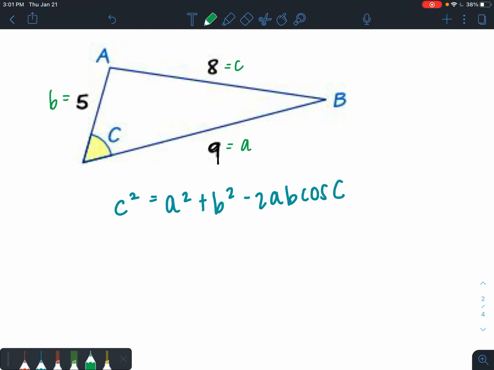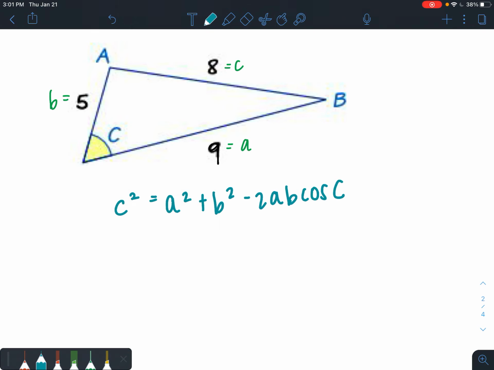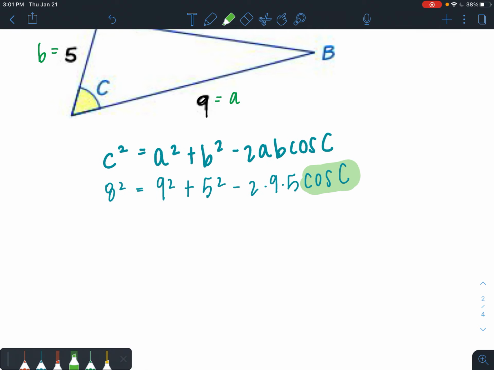So I have 8 squared equals a, which is 9, squared plus 5 squared minus 2 times 9 times 5 times cosine of c. So this is where we have to be careful. This is where a lot of people tend to make mistakes. So I'm going to solve by hand. It's the best way to do it.